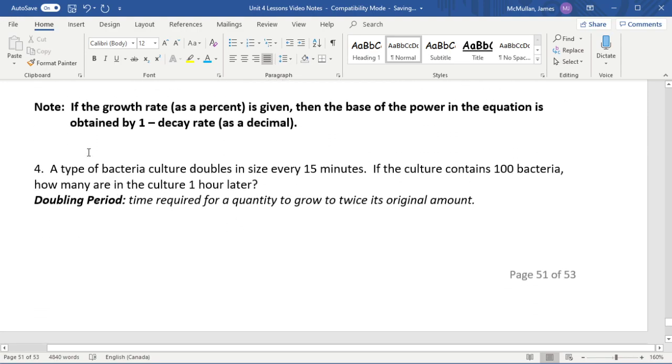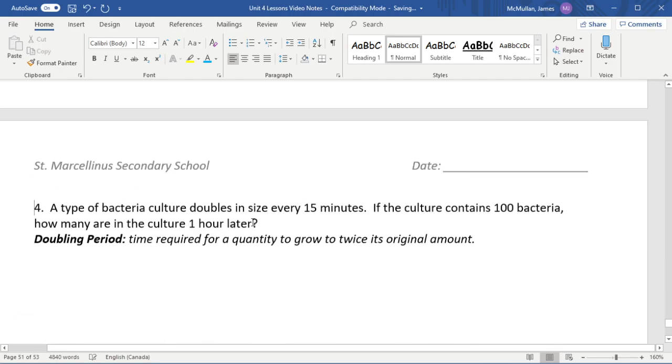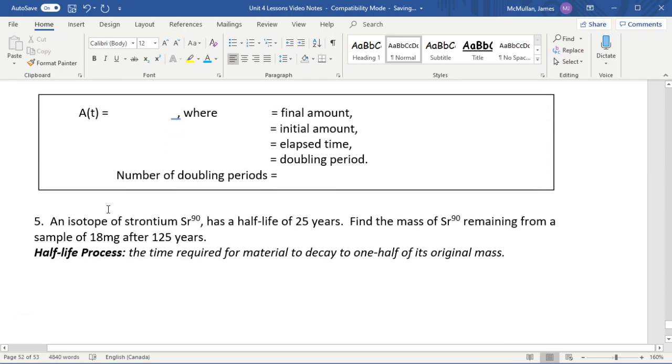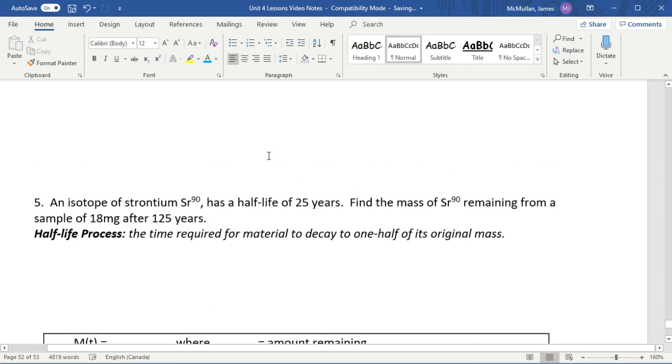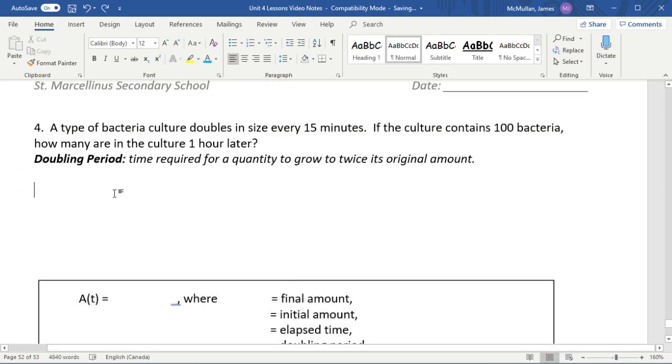Okay, a type of bacteria. Yeah, so again, just ignore this. This is the way I taught it the first time. Sorry, I'm not going to delete it, but we're not going to fill it out, because we already know how to do this.